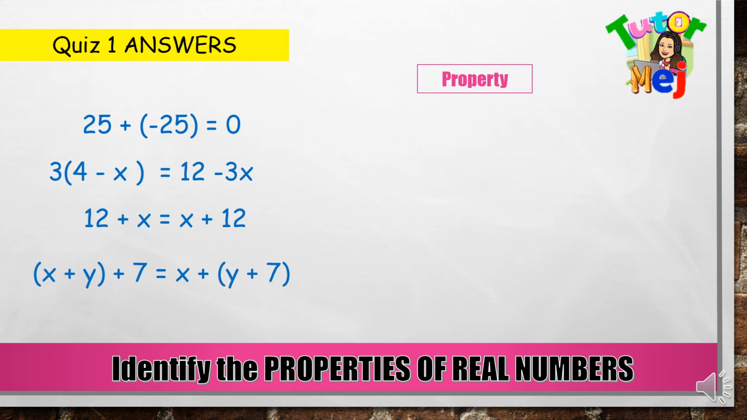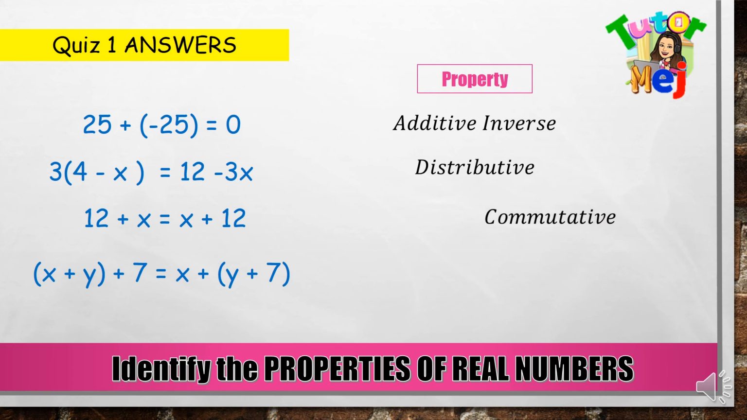Ang mga sagot. Number 1, additive inverse. Number 2, distributive. Number 3, commutative. At number 4, associative. Perfect mo ba? May kasunod pa yan.